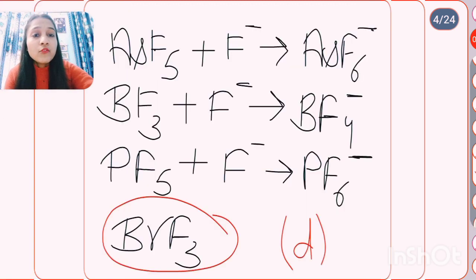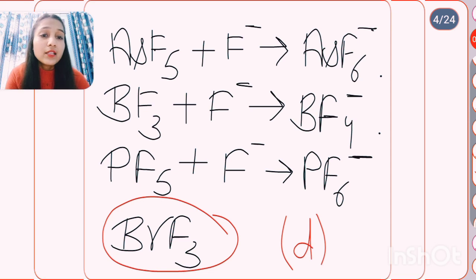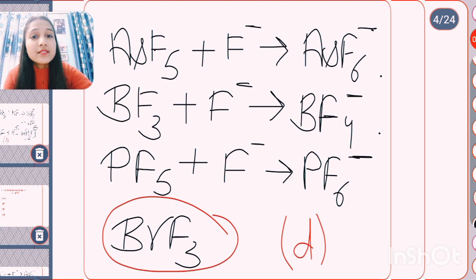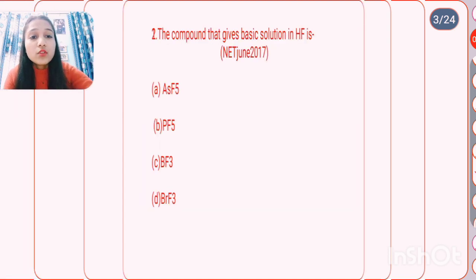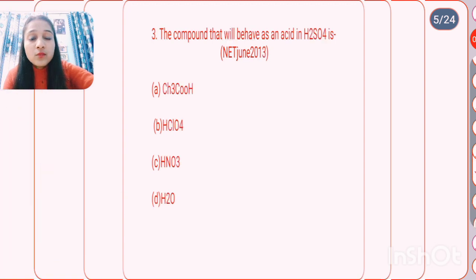Let's see here. The first three options are Lewis acids. So they easily accept F negative ion from the HF and become AsF6 negative, BF4 negative, PF6 negative. Only BrF3 is not a Lewis acid because it has a complete octet. So it gives basic solution with HF. So the correct answer is answer number D. Now comes the third question.